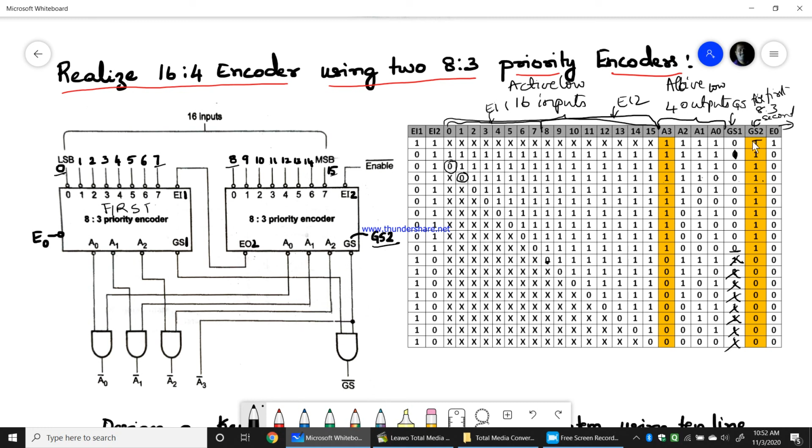Why? Because you can see GS2 is all 1s here and all 0s here. So this yellow color what you see, that is the reason I have made this yellow, to say GS2 and A3 are the same. Okay, therefore A3 is directly taken from GS2, and these are the outputs. This 0 to 7 and 8 to 15 are the 16 inputs. Again from GS1 and GS2 it is taken through an AND gate, and then the output is taken as GS bar.